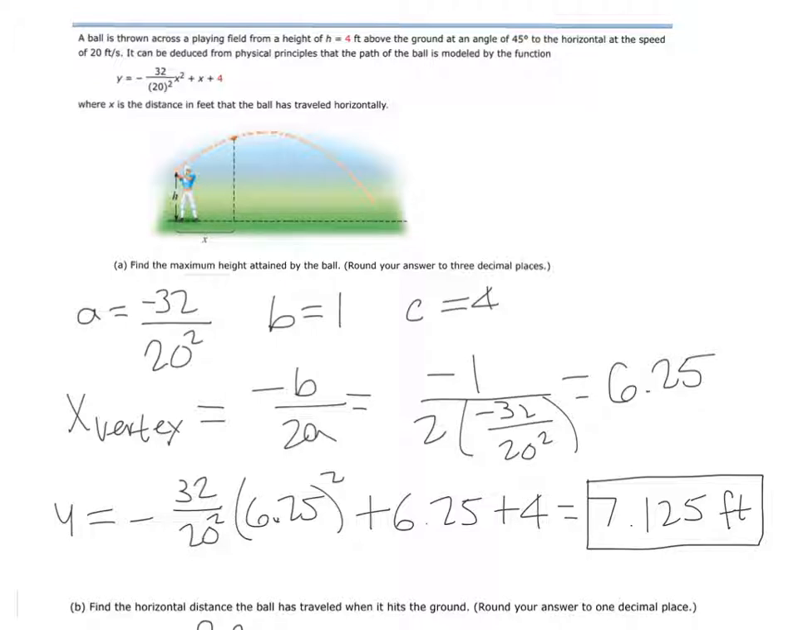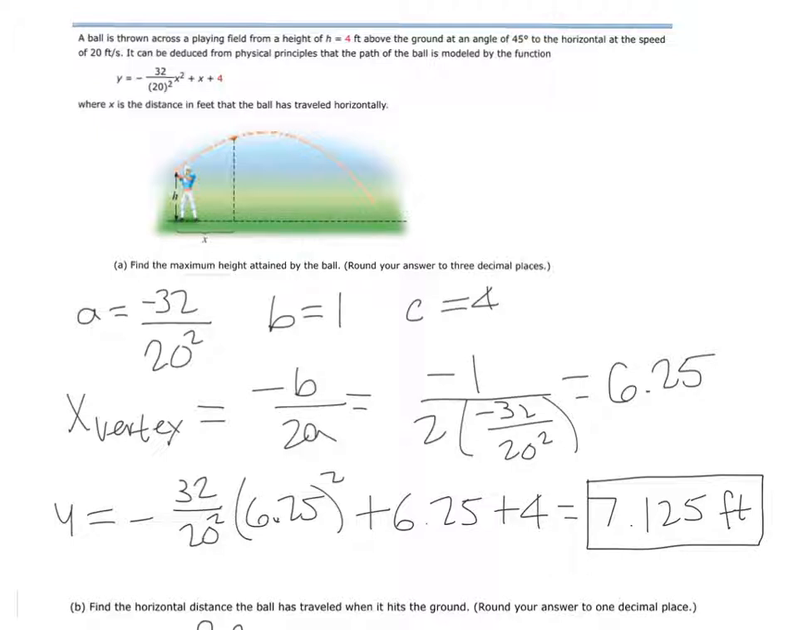In order to find the vertex of a parabola formed by a quadratic equation, we would use the formula minus b over 2a. The reason we would be finding the vertex is because the vertex would give us the maximum height, and that's the first thing that we're supposed to find. So we'll plug these things in. It's negative 1 divided by 2 times a, and a is minus 32 over 20 squared. That calculation would give us 6.25.